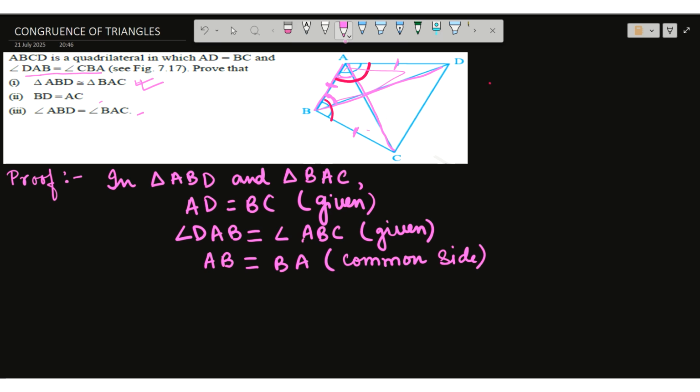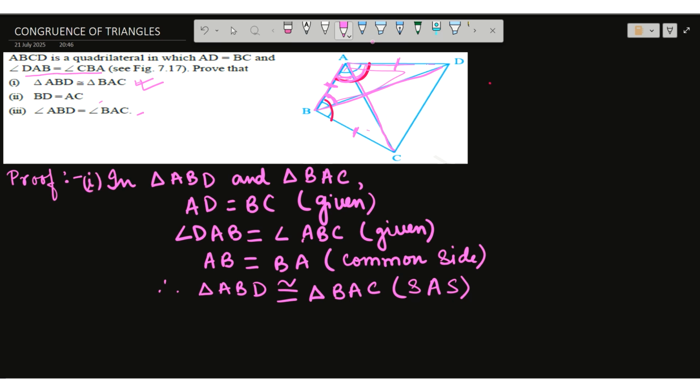So through which criteria will it be congruent? It will be congruent through the criteria side angle side. We can see that two sides are equal and in between them one angle is equal. Therefore, triangle ABD is congruent to triangle BAC under the condition side angle side. First point we have proved.